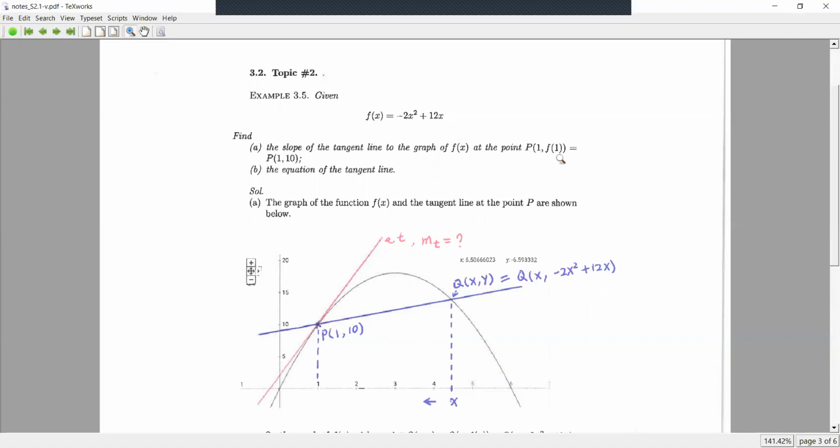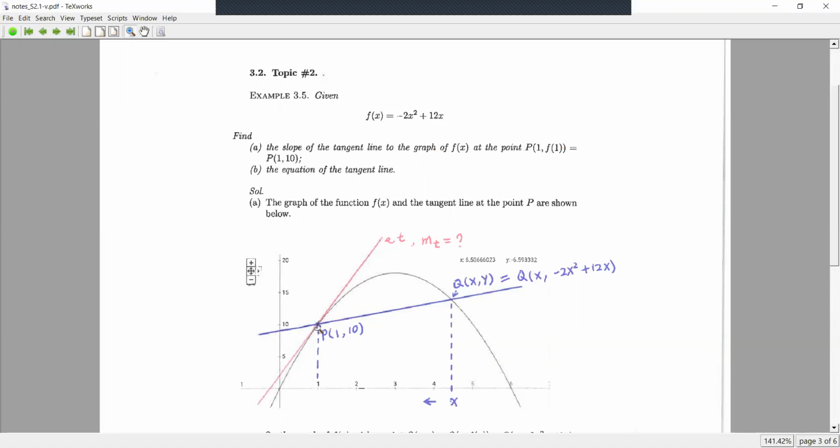Y coordinate is f of 1. Whenever the y coordinate of a point is a function value, the point must be on the graph of the function. Point P is on the parabola. Point P is here. How to get the function value at 1, f of 1? Plug in 1 for x here. Then f of 1 is equal to -2 times 1 squared plus 12 times 1. It is 10. Function value at 1 is 10.